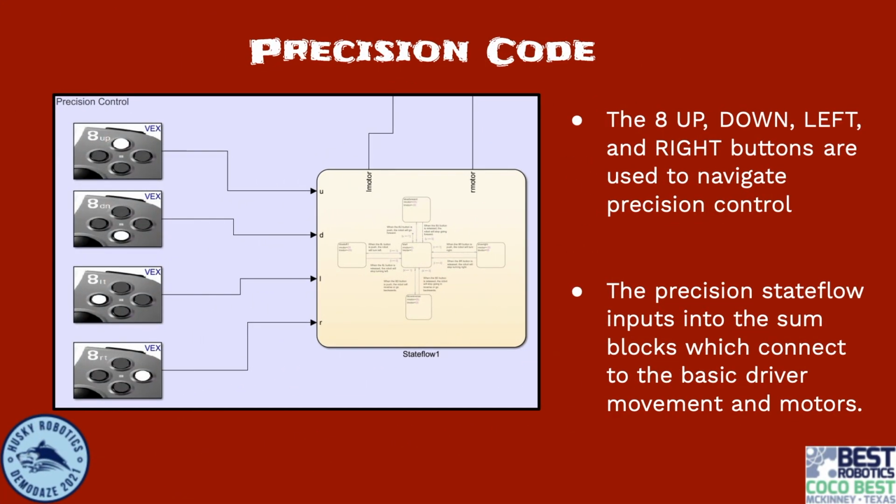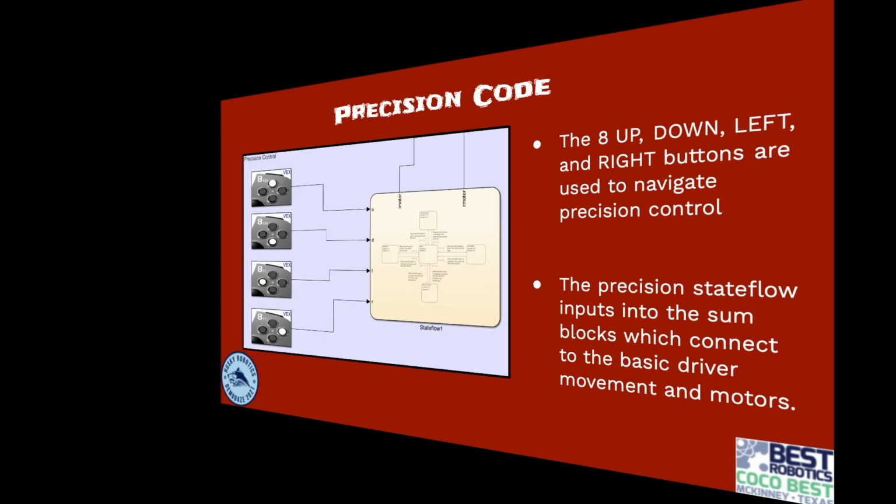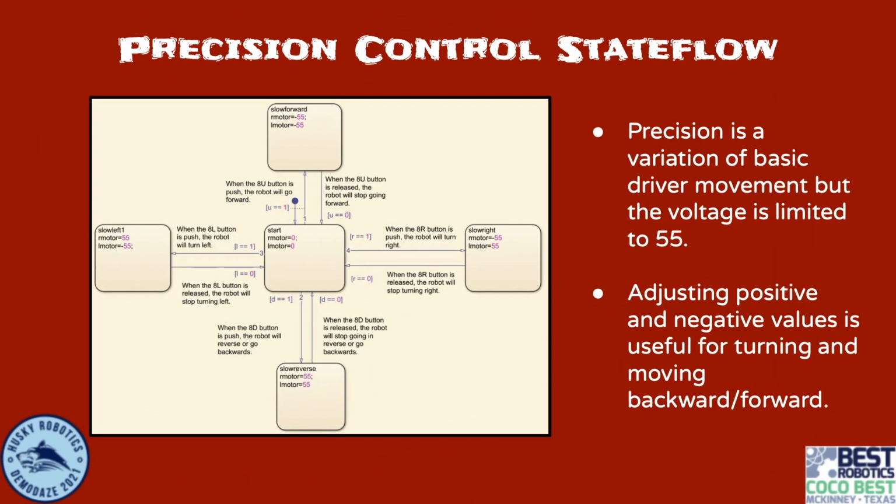For precision code, the 8 up, down, left, and right buttons are used to navigate precision control. The precision state flow inputs into the sum blocks, which connect to the basic driver movement and motors. Put simply, precision is a variation of basic driver movement, but the voltage is limited to 55. Adjusting positive and negative values is useful for turning and moving backwards/forwards.